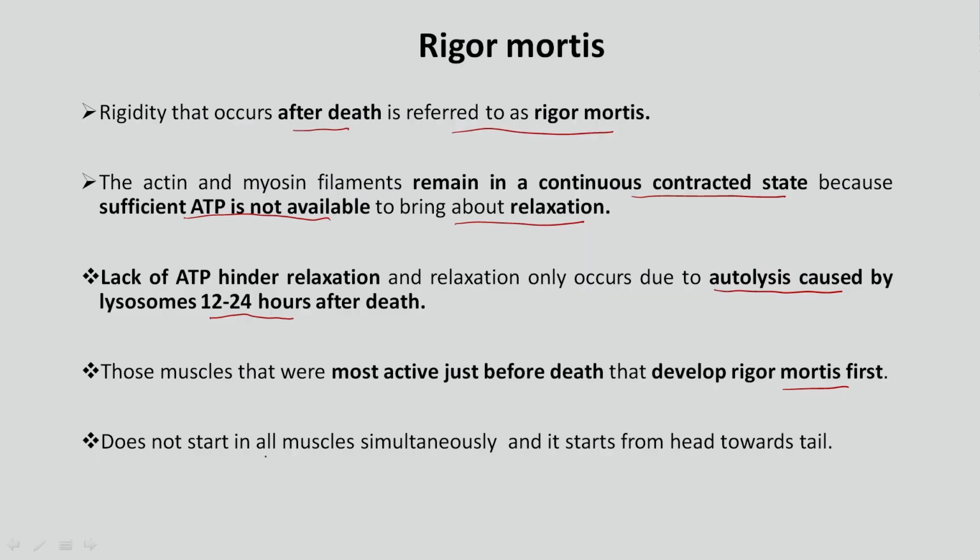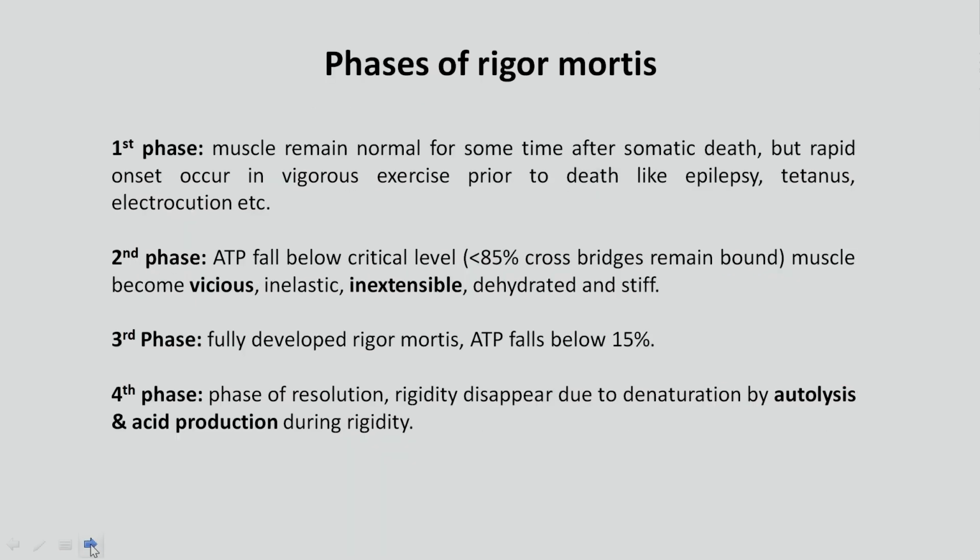And this does not start in all muscles simultaneously, and it starts from the head toward the tail. So, rigor mortis will start first in the head region, and then it will move toward the tail. So, that is the concept of rigor mortis. Now, what are the phases of rigor mortis? There are basically 4 phases.